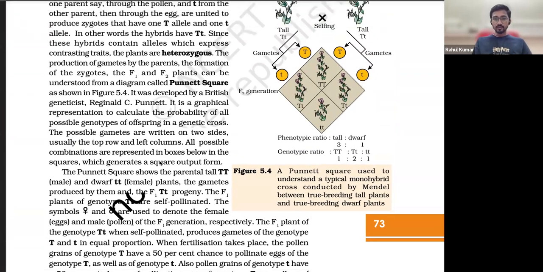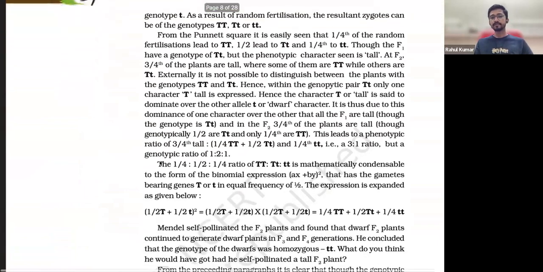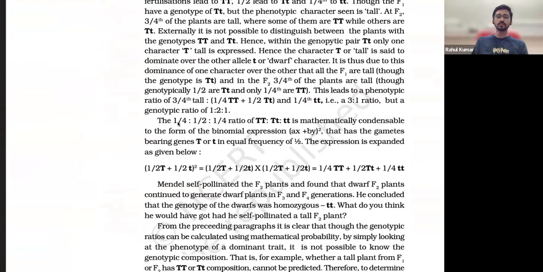Yes, perfect. So simply, they are just telling you that this ratio is 1/4 is to 1/2 is to 1/4. If they would have written 1/4 is to 2/4 is to 1/4, it would have been easier to understand. But since 2/4 is 1/2 only, it confuses some students. So they are just saying that this ratio 1/4 is to 1/2 is to 1/4, which corresponds to this genotype, can be mathematically condensed in the form of a binomial expression, which is (ax plus by) whole square.